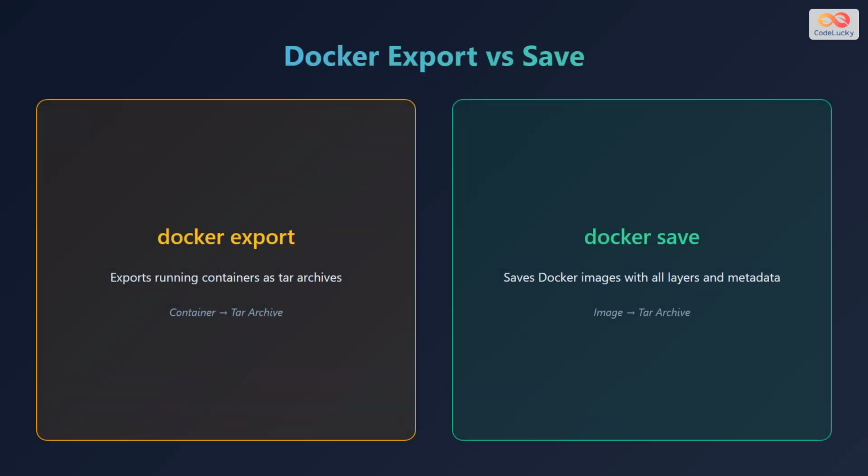Let's understand the differences between docker export and docker save. Docker export creates a tar archive of a running container, while docker save saves a Docker image along with all its layers and metadata. In essence, export deals with containers and save deals with images. Keep in mind that docker export generates a flattened file system archive from a container. Docker save, on the other hand, will save all the image's layers, history, and metadata.